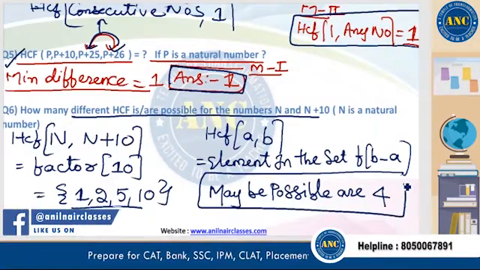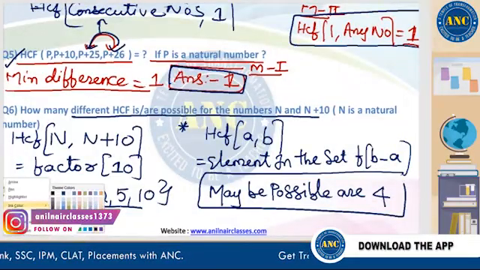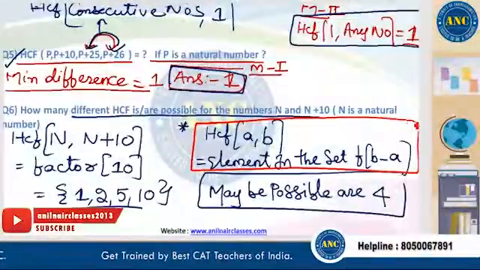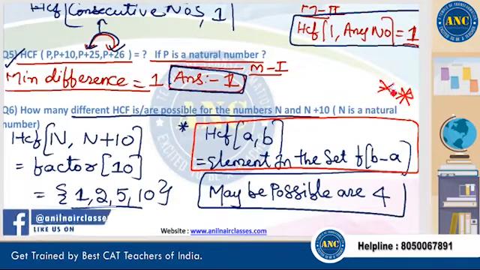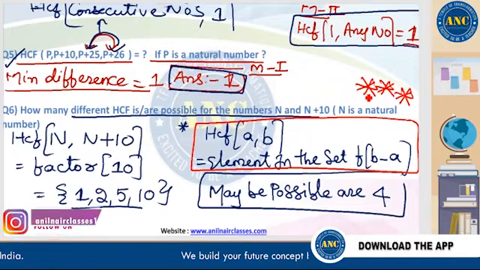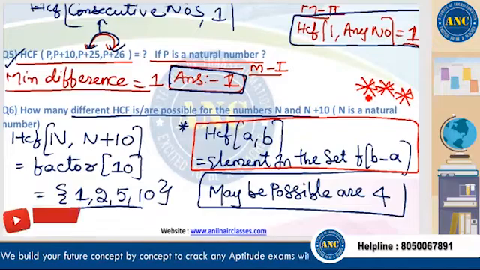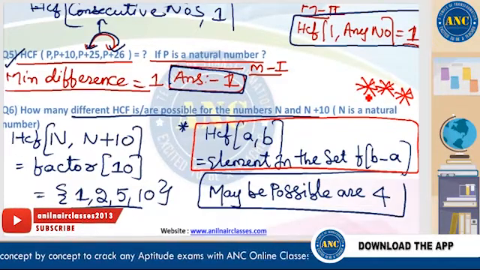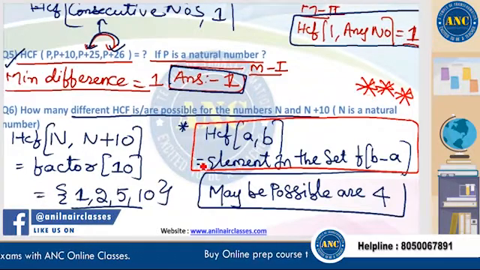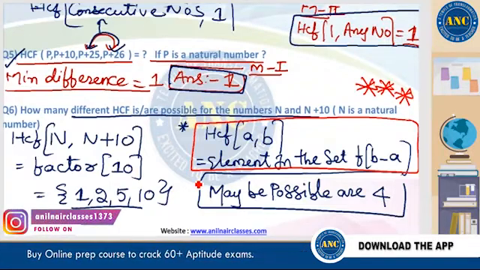Are you all with me? What is the concept that I am using in this question? HCF of any two numbers: the answer is an element in the set of factors of B minus A. I hope the idea is clear.